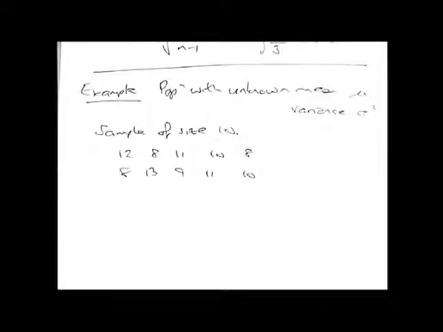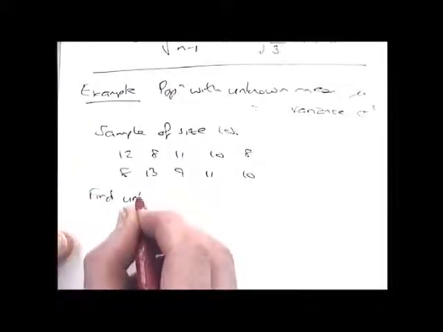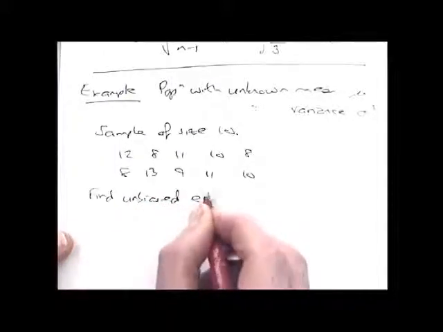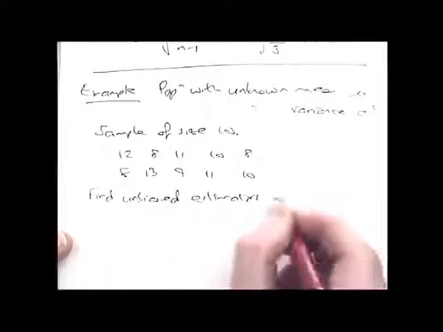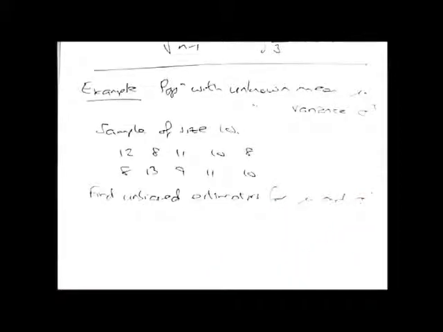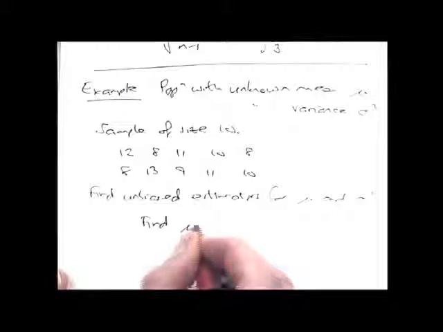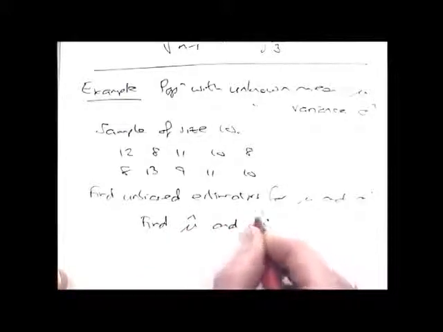Right, now we know how to use a calculator. If we look at an example, we've got a population with an unknown mean called mu and an unknown variance called sigma squared, but we do have 10 values. We have a sample of size 10 with these 10 values, and the question may ask you to find unbiased estimators for mu and sigma squared. So in the notation that we have just used, that would be a case of finding mu hat and sigma squared hat.